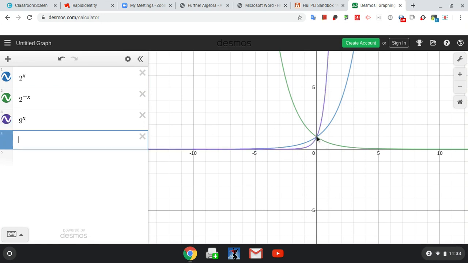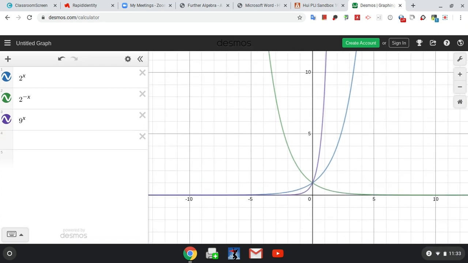Notice that it still goes through (0, 1). It still has an asymptote at 0. The difference here being that it just takes off faster. Because if you think about 9 to the first power, when x is 1, y would be 9. So that thing's going to go way up here and cross at 9. So the only thing that's different between these two is that it's going faster.